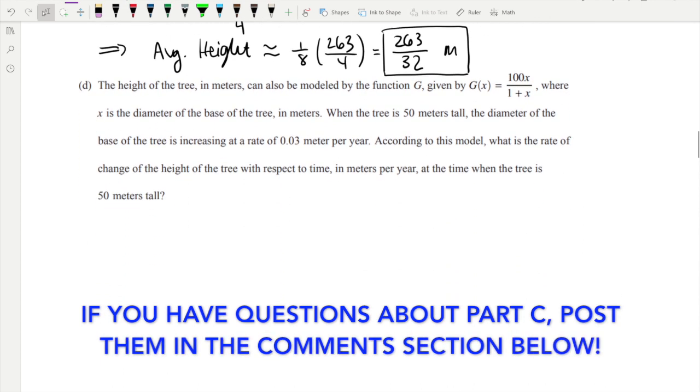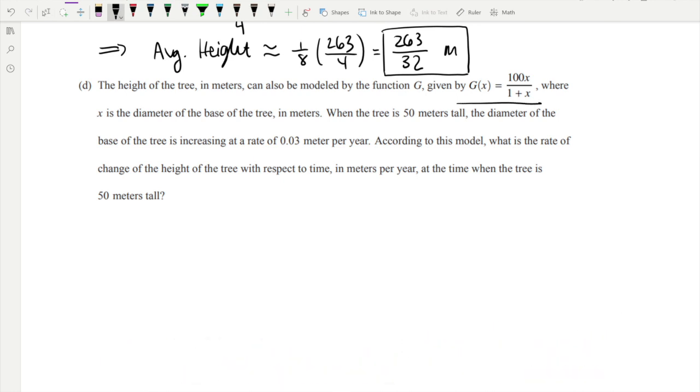Finally, part D. The height of the tree in meters can also be modeled by this function g of x, where x is the diameter of the base of the tree in meters. When the tree is 50 meters tall, okay, so if it's 50 meters tall, that means g of x is 50. The diameter of the base of the tree is increasing at a rate of 0.03 meter per year. Okay, so diameter, remember that's x, increasing at a rate, that means it's the derivative. So what this is telling us is that dx/dt, the derivative with respect to time, at that time is 0.03.